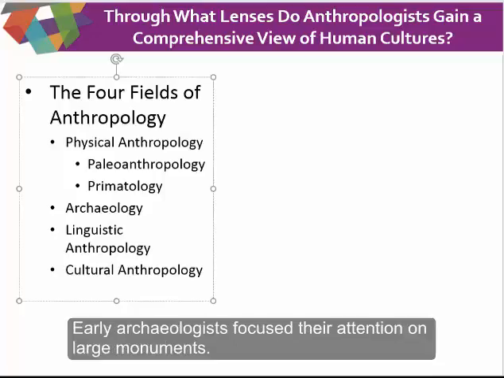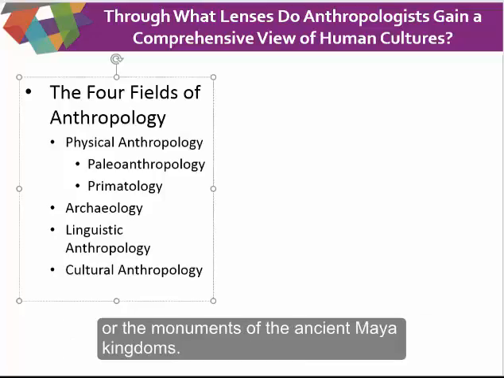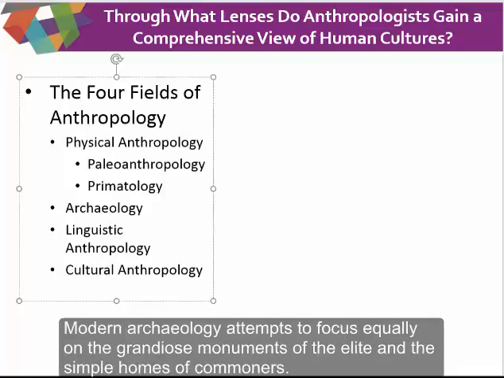Early archaeologists focused their attention on large monuments. For example, they studied monuments such as the ancient Egyptian pyramids or the monuments of ancient Maya kingdoms. While these studies provided important information, archaeologists realized they were focusing on a narrow vision of cultural life. Modern archaeology attempts to focus equally on the grandiose monuments of the elites and the simple homes of commoners.